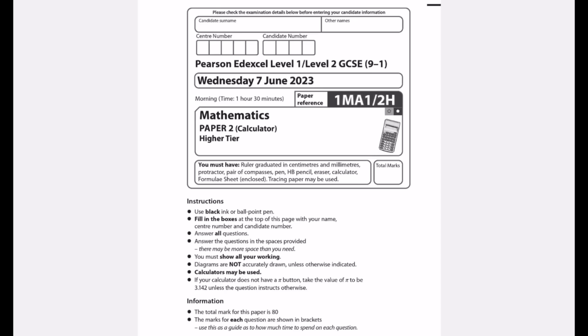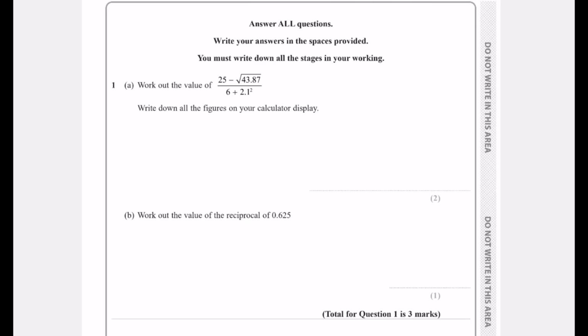This is the Edexcel higher tier paper 2 calculator paper from June 2023. Question 1. Work out the value of 25 minus the square root of 43.87 all over 6 plus 2.1 squared.